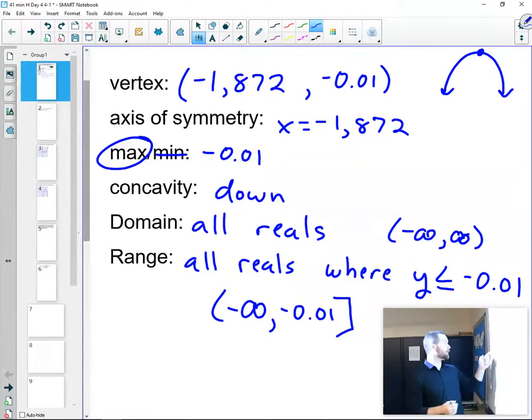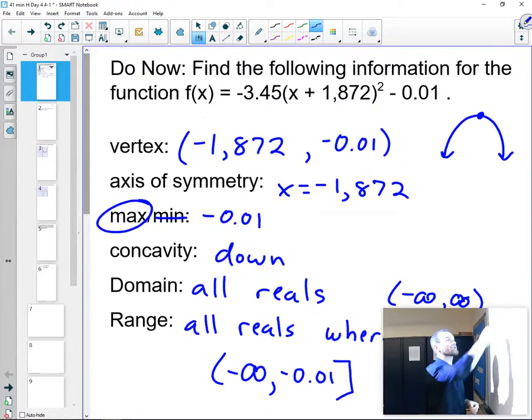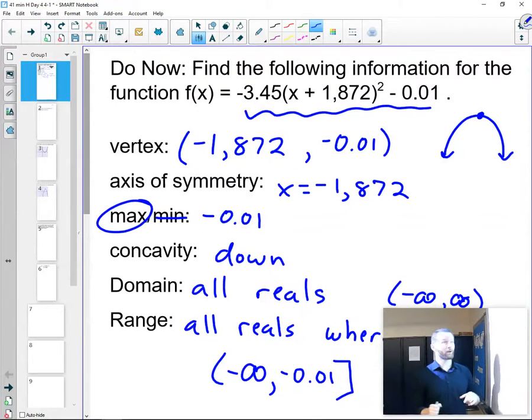There we go. So we found all this information without having to graph it, which is good because this would be an absolute nightmare to graph.